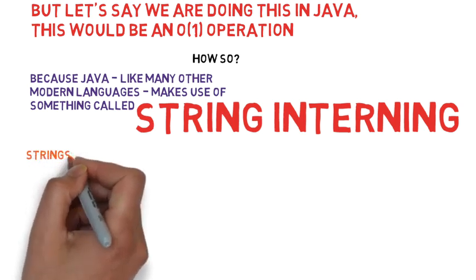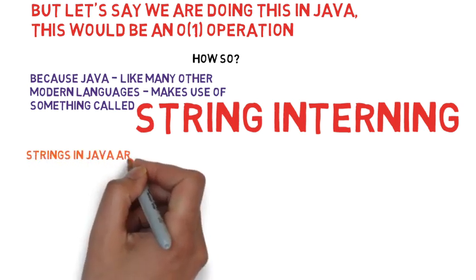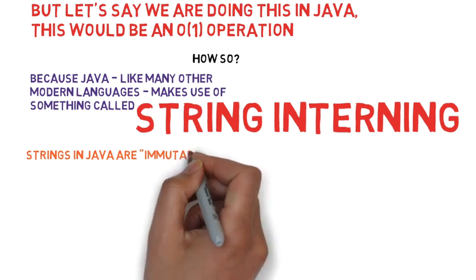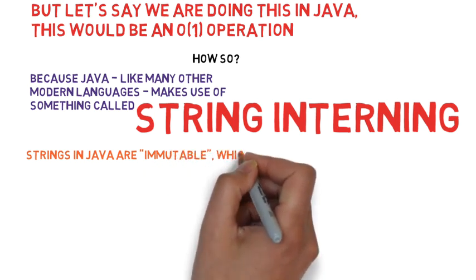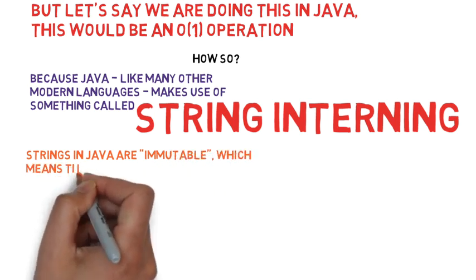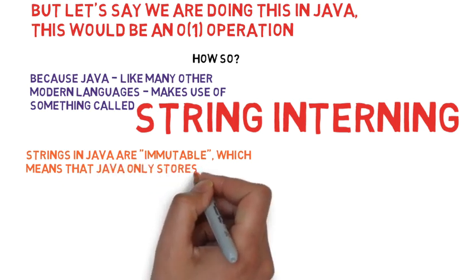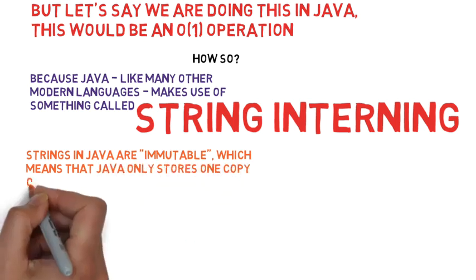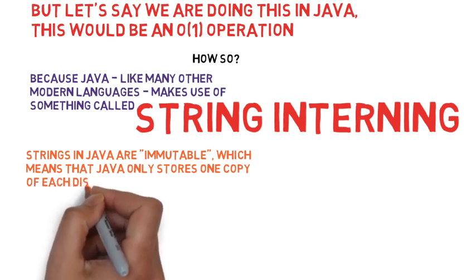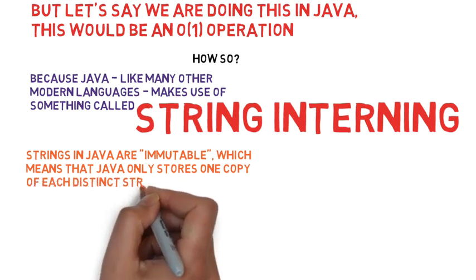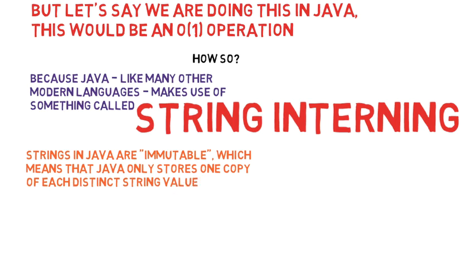So what is string interning? Strings in Java are immutable. This means that Java only stores one copy of each distinct string value. So if you have the value hello, there is just one copy of it. You might assign a string the value hello multiple times in your program, but it all points to the same copy. This is string immutability.